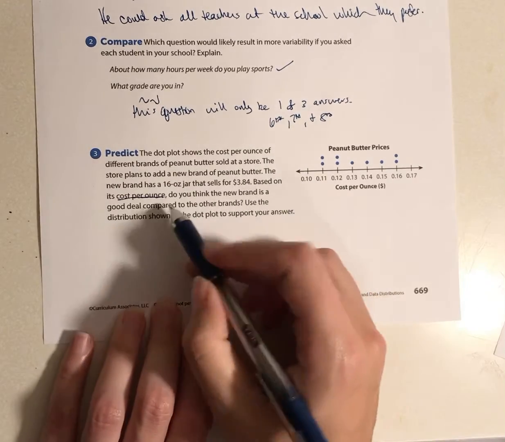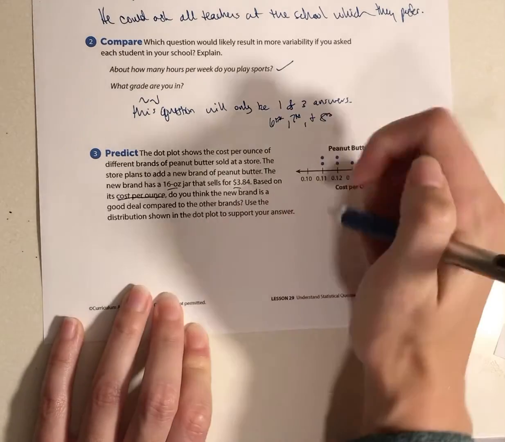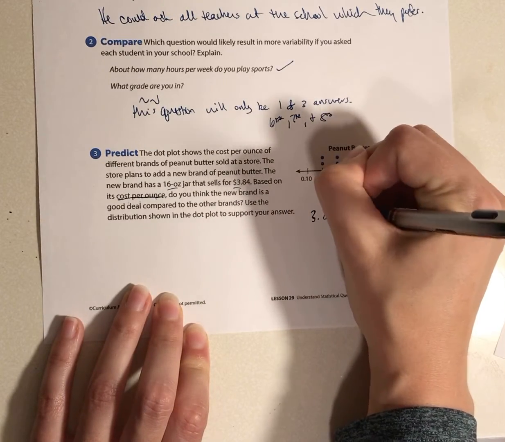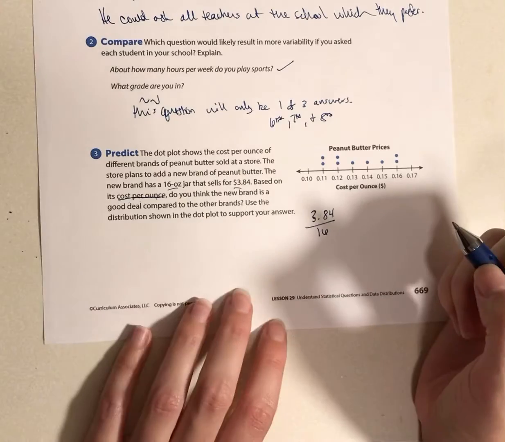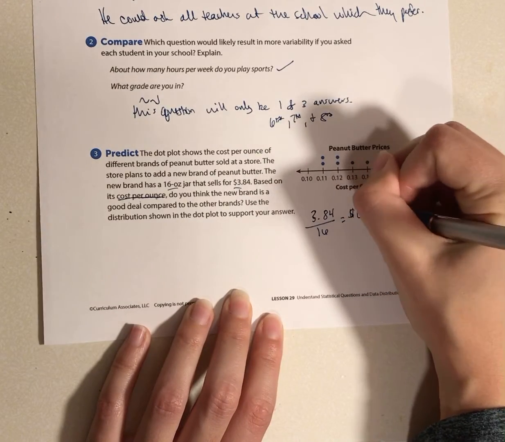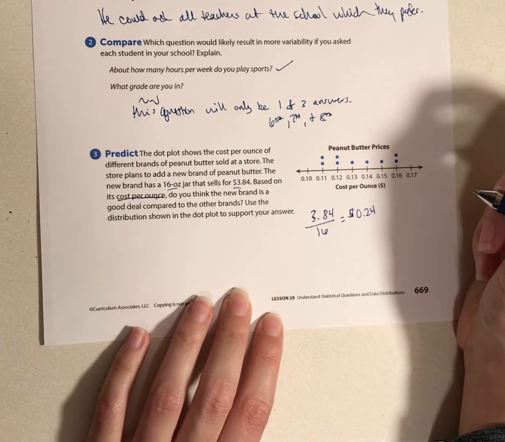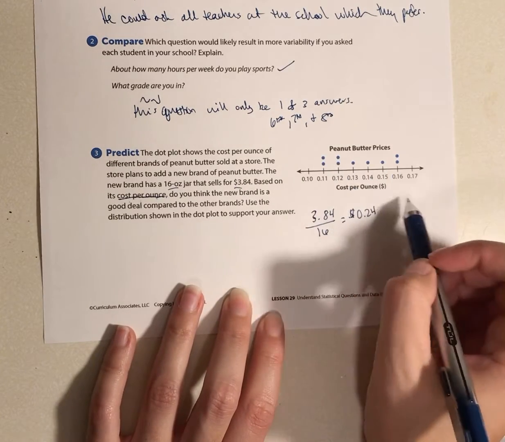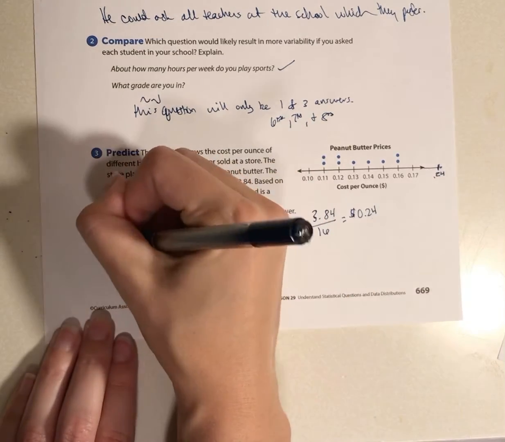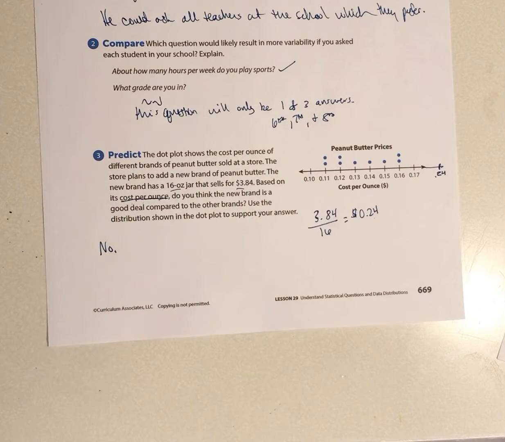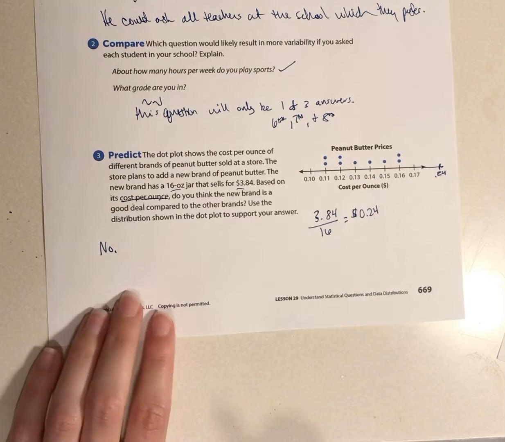Okay, so to find the cost per ounce, here's your ounces, here's your cost. Remember, cost per ounce, I need to divide. So when I divide, I'm going to get 24 cents per ounce. Looking at the peanut butter that they've got already, the cost is going to be over here. So I would say no. In my opinion, I want to save my money, so no. That's not a good deal compared to what's already there. Now, it may be the best peanut butter ever, and it may taste great, so I get that, but for what's already at the store, I wouldn't say it's a good deal compared to the other brands.